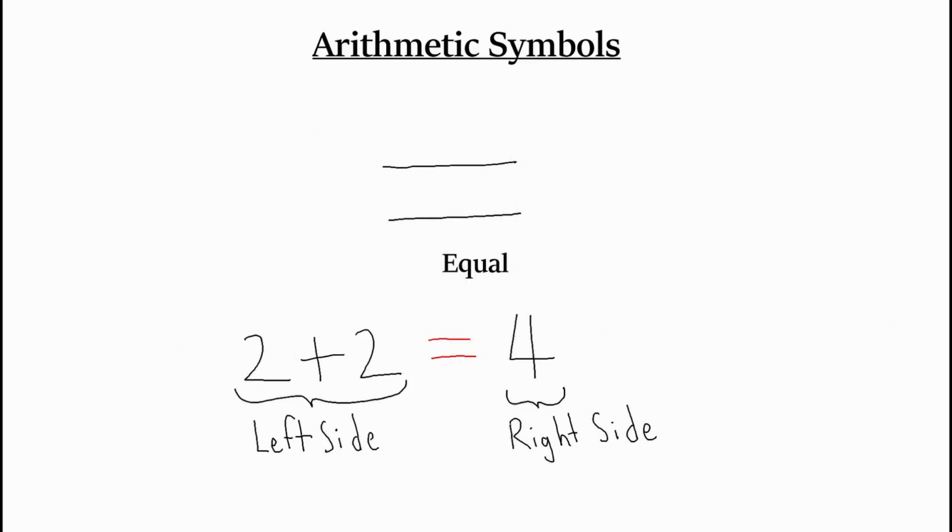Now let's look at the equal sign. Equal means both sides are the same. So the left side is equal to the right side. Example, 2 plus 2 equals 4.